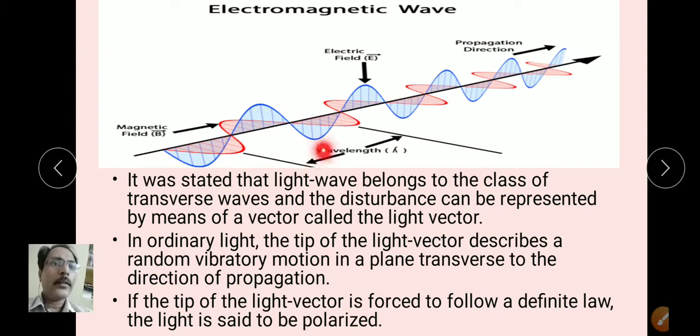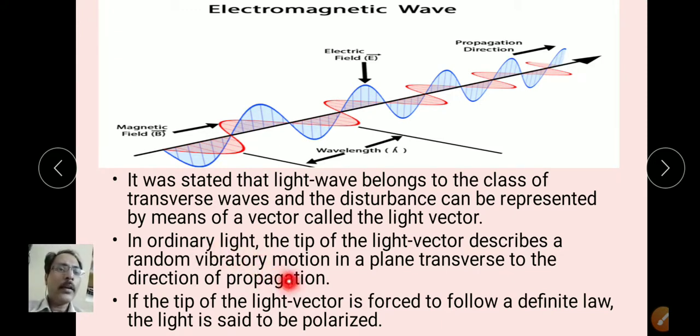The wavelength is considered as the distance between the crests. This is in the wavy form and it is moving perpendicular to the propagation. You can see these short lines inside the wave, which say that it is making a perpendicular relation with the line of propagation.